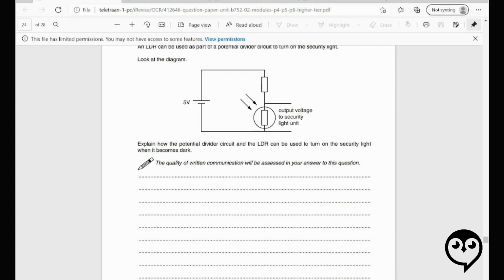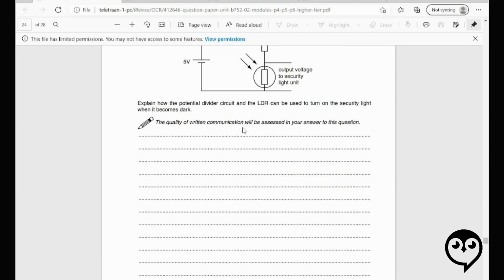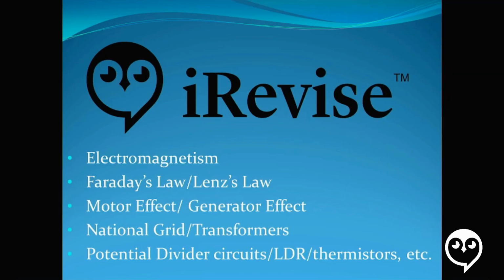Yeah? Okay. So explain how the potential divider works. Don't just talk about LDRs. Some of you I know would do that. Make sure you're talking about the potential divider as well. And again, it should be an easy 6 marks. And that takes us to the end.